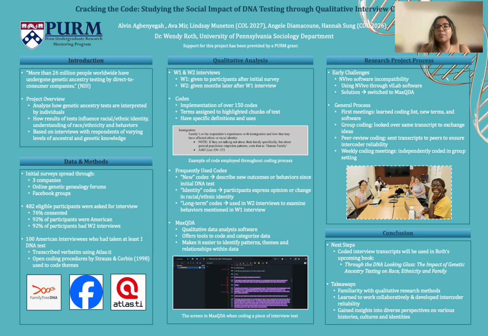In our first meetings, we simply learned the coding list, new terms regarding genetic ancestry testing, and the software itself. Later, we moved on to group coding and peer review coding. Group coding, where we would look at 1 transcript and assign codes to certain chunks of text. And then peer review coding, where we would independently code our own interviews, but exchange them with each other to see if we were using them in the way that we should. Then eventually moved on to weekly coding meetings, where we independently coded, but we could ask questions regarding confusing pieces of text.